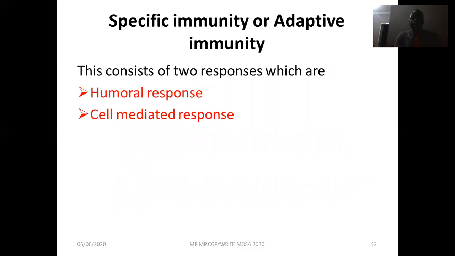Specific immunity or adaptive immunity. Let us look at specific immunity or adaptive immunity. This consists of two responses, which are the humoral response as well as the cellular or cell-mediated response. So specific immunity or adaptive immunity is further categorized into two: the humoral response and the cell-mediated response.